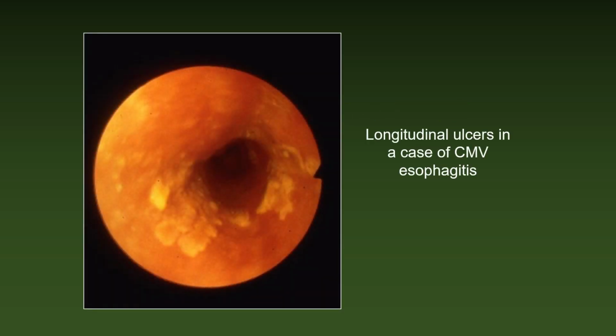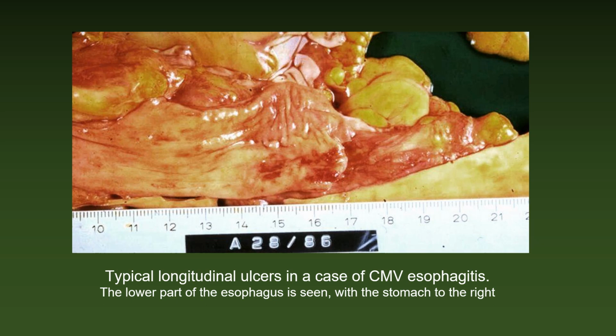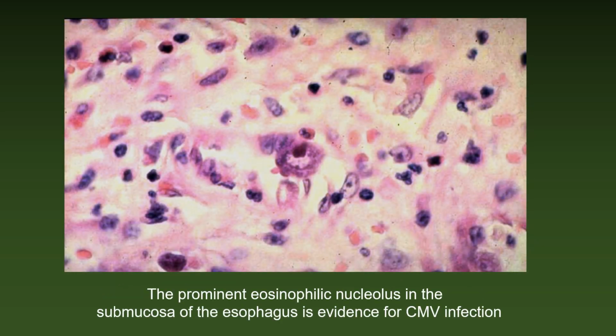CMV involvement of the gastrointestinal tract. As seen here, CMV typically causes longitudinal ulcers in the esophagus. Another view of the typical longitudinal ulcers caused by CMV esophagitis, here in an autopsy preparation. A prominent eosinophilic nucleolus, here in the submucosa of the esophagus of the previous case, is evidence for CMV infection.